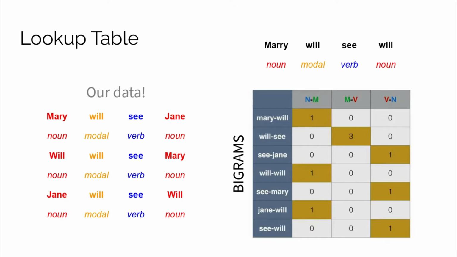In the same way, we'll go on and tag all the words. So will see occurred thrice, and when we consider that will was a modal verb, it occurred thrice, and that time see was considered as a verb.